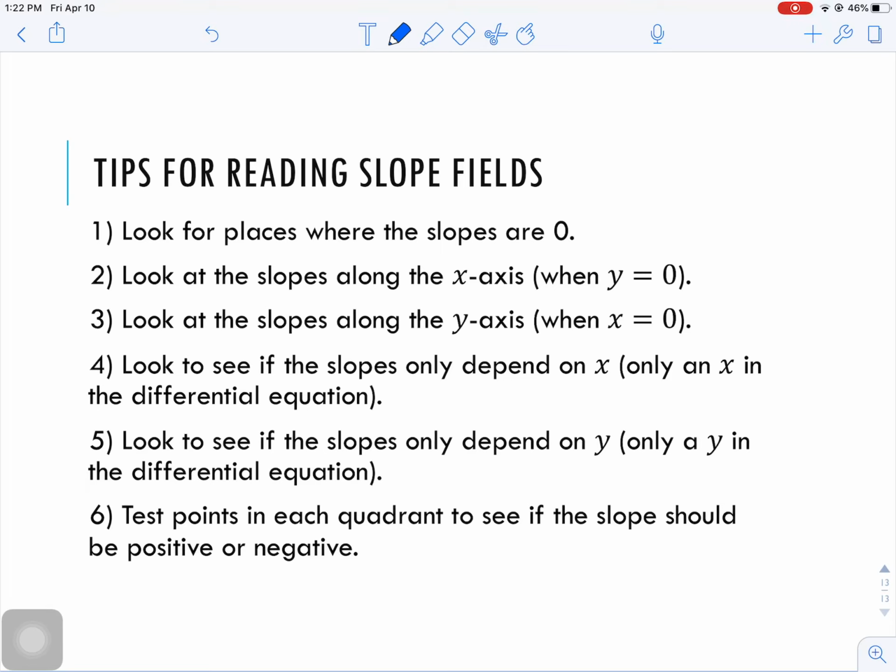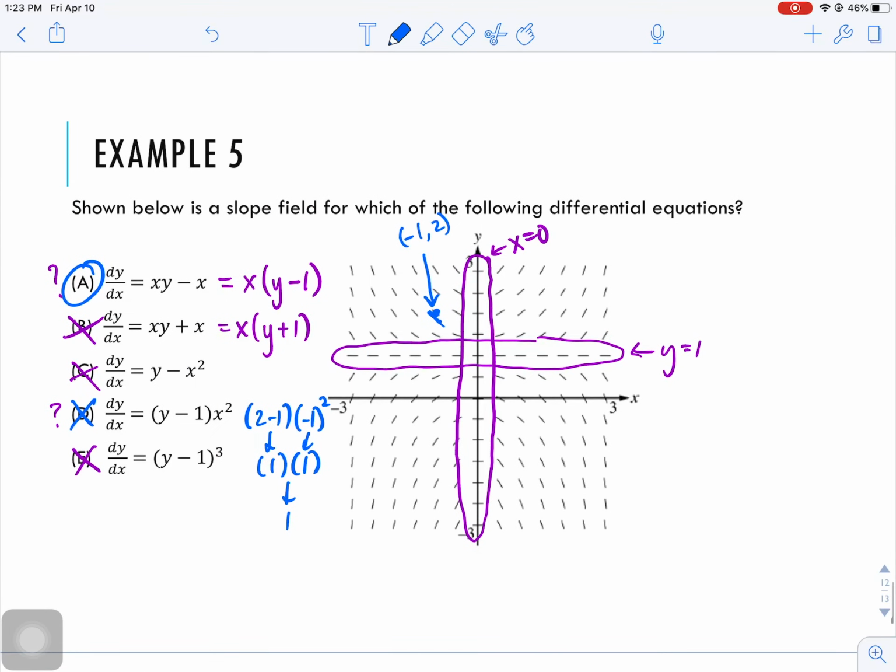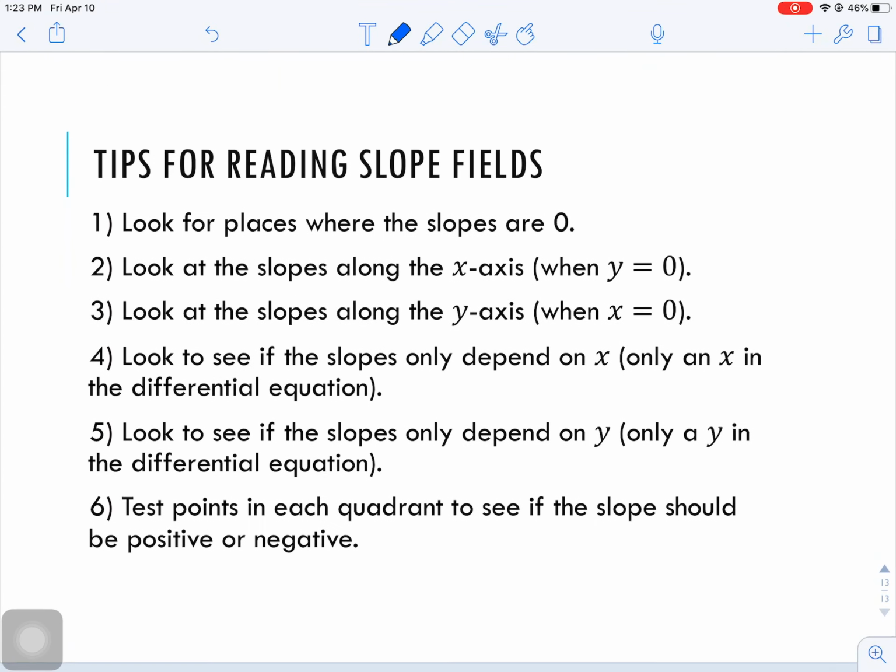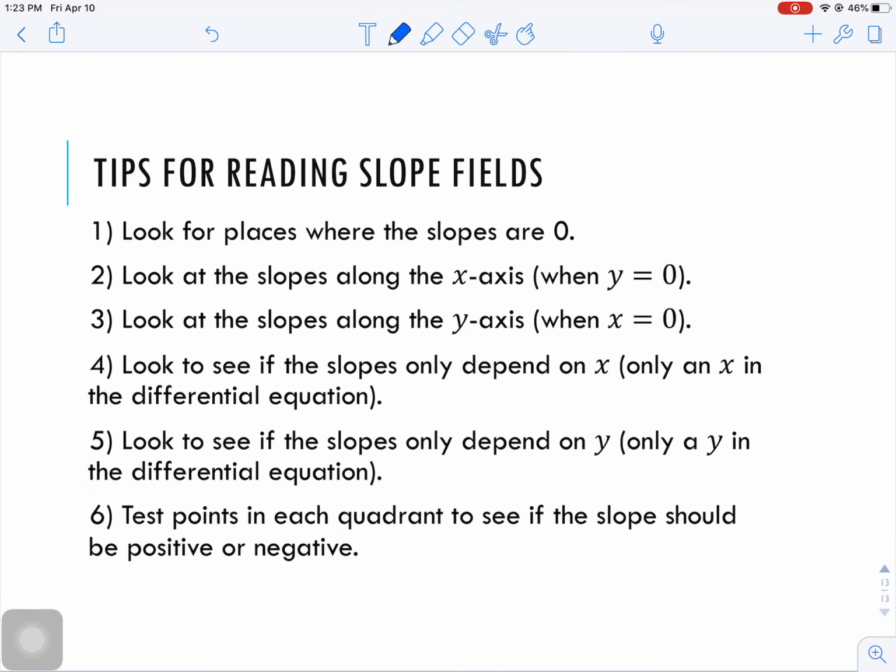Here's some other tips for reading slope fields. I already said the first one, look for places where the slope's 0. Number 2, look at the slopes along the x-axis when the y-coordinate is 0. Or 3, look at slopes along the y-axis when the x-coordinate is 0. 4 is look to see if the slopes only depend on x, like only an x is in the differential equation, or step 5, if they only depend on y, look for only a y in the differential equation. That would be like option E up here has only a y in it, which means the x's shouldn't impact the slopes in any way. Last is kind of what we did, just pick some other points, maybe try points in different quadrants and check to see if the slope is reasonable, if it looks like it should be positive or negative, that sort of thing.